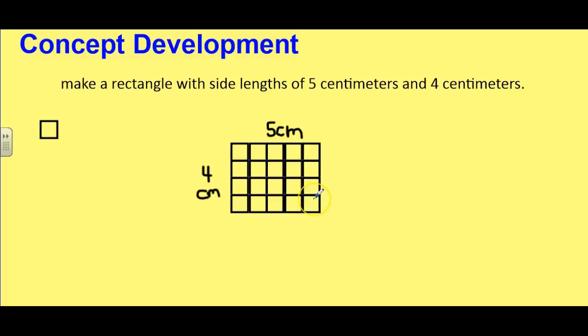This whole rectangle has 20 of those squares, and 4 times 5 was 20, so the area of this rectangle was 20, not just 20 centimeters, but 20 square centimeters. So multiply the side lengths to find the area of rectangles.